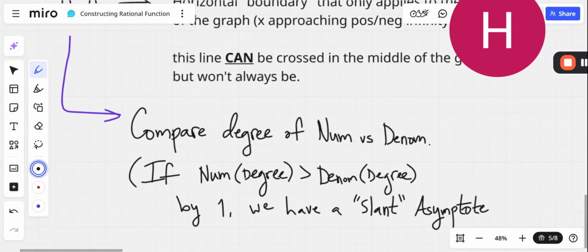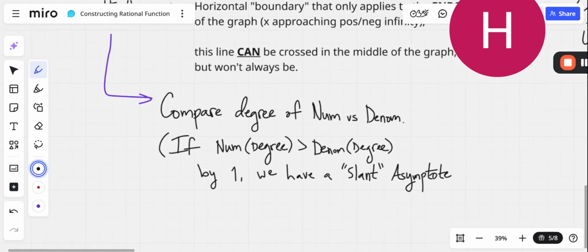And what to look out for? How do we identify the horizontal asymptote from an equation? Well, you're going to compare the degree. You'll remember that that's like the highest power in a polynomial. We're going to compare the degree of the numerator versus the denominator. And there are 3 cases. I'm not going to go into those cases.